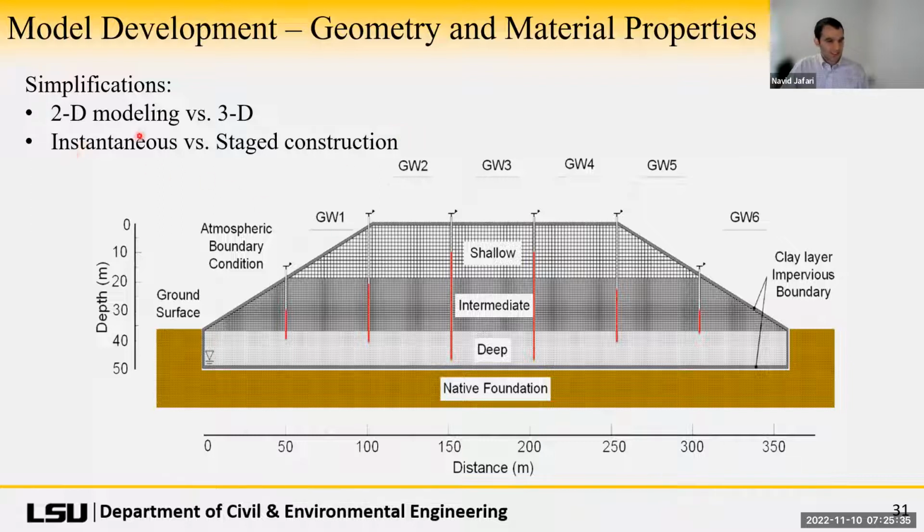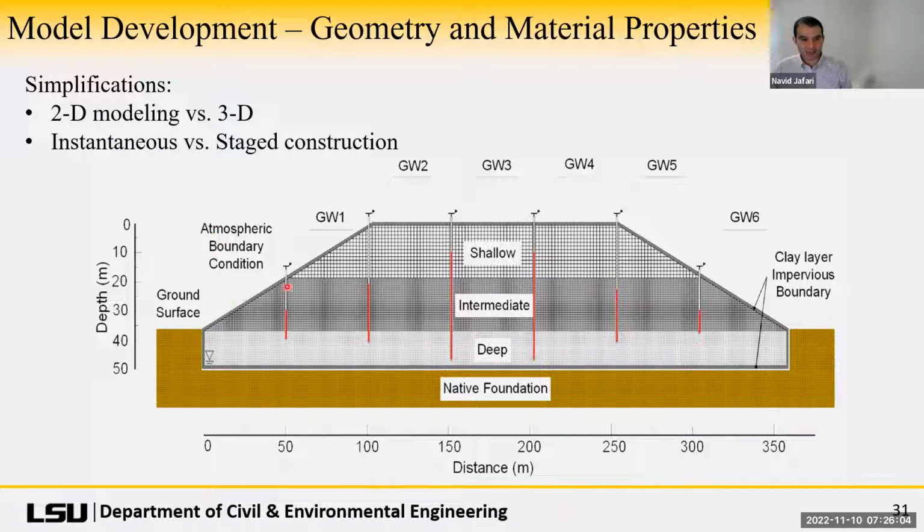The other one is instantaneous versus stage construction, meaning that landfills are built in stages. This specific facility that we used as a starting point was built very quickly or rapidly, such that we could make an argument that because it was built so quickly, the landfill wasn't really seeing stage construction where different parts of the landfill are seeing different parts of decomposition.